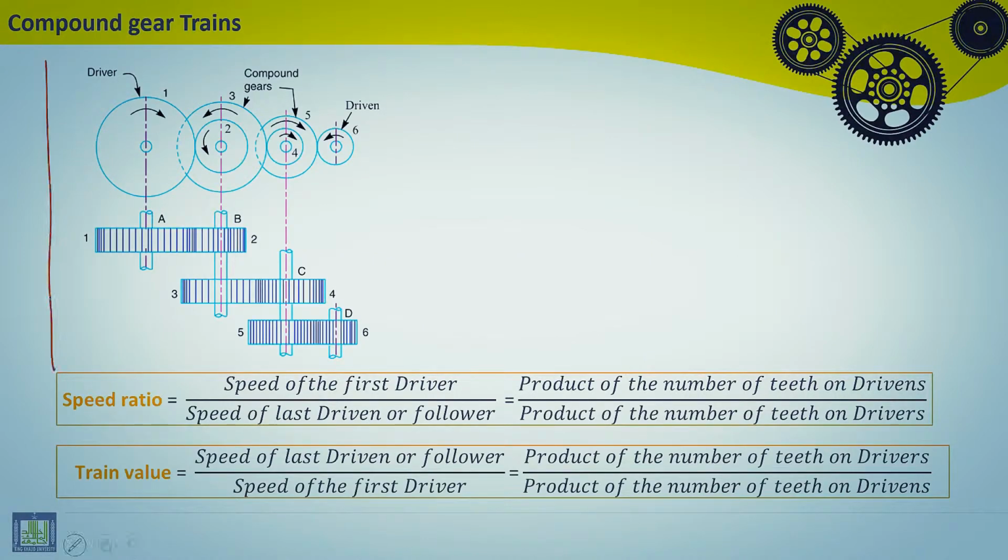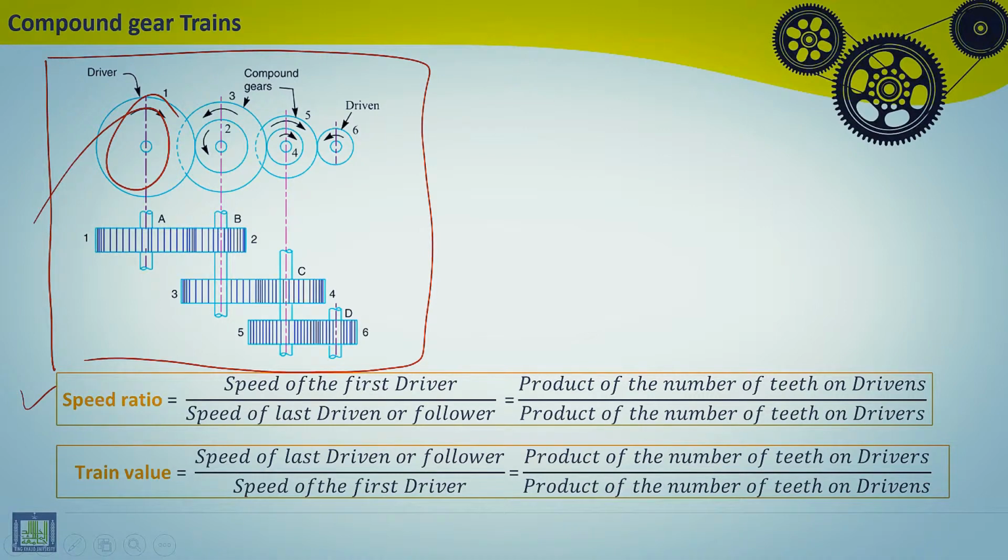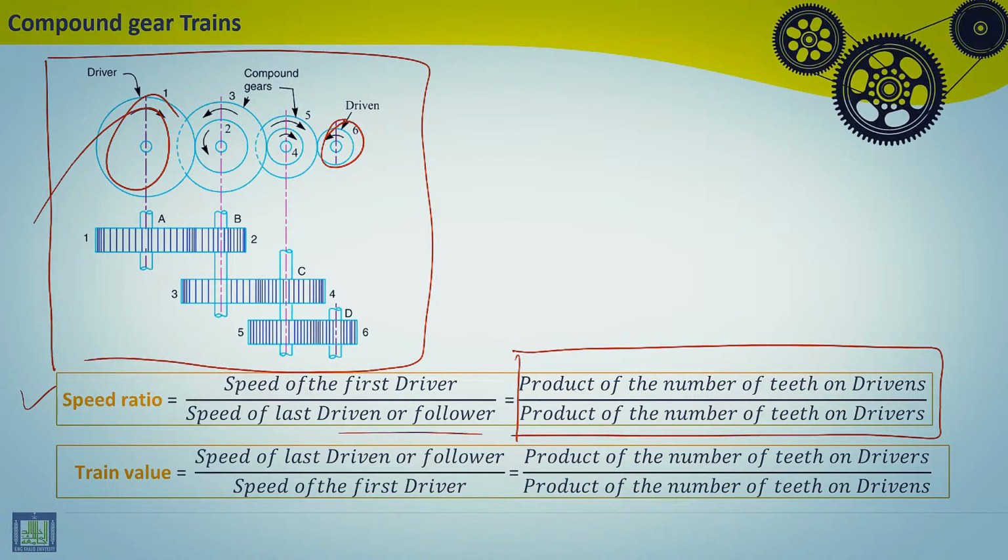Here on this figure we have a compound gear train. The speed ratio is equal to the speed of the first driver divided by the speed of the last driven or follower. This is the driven, okay? It is also equal to the product of the number of teeth on the drivens divided by the product of the number of teeth on the drivers. The train value is the opposite of the speed ratio.